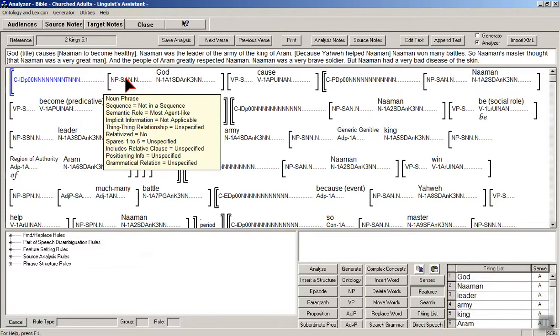It says it's not in a sequence. If we said "the Father and Jesus," then we'd have two noun phrases, and there would be a first one and a second one. This is most agent-like. That means that God is the agent of this sentence. He's the one who's doing the acting. In this case, he's causing. It's not implicit information. If this were an argument that we didn't necessarily want to say in the sentence, but the verb requires it as an argument, we can make it an implicit argument.